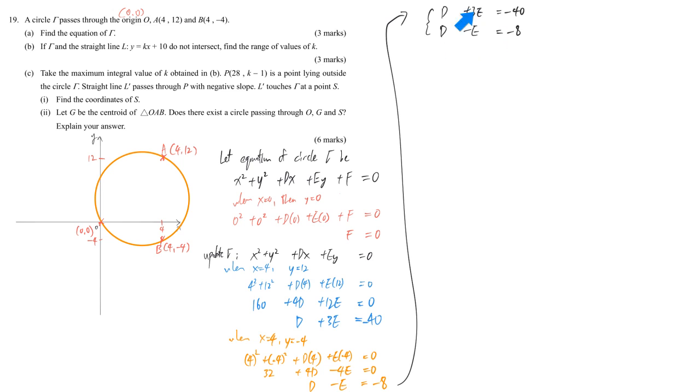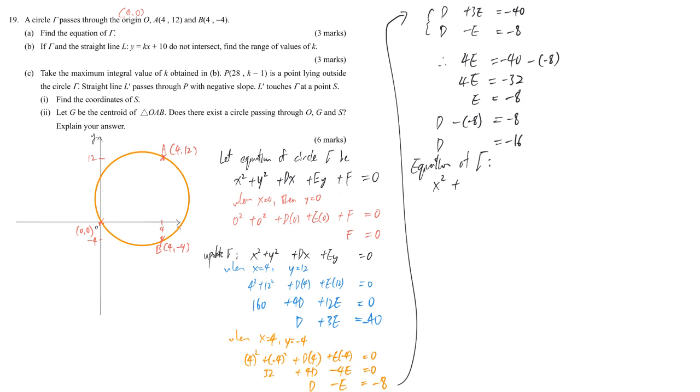Then you can directly use your calculator to get the answer or calculate by yourself. We subtract them, d minus d will become 0, so 3e minus negative e, we get 4e in total, and then it is equal to negative 40 minus negative 8, so we have negative 32 here. So e alone, divided by 4, we get negative 8. So d minus negative 8 will give you negative 8 from the first equation, d is equal to negative 16. So finally, the answer is x squared plus y squared plus dx, that means minus 16x, plus ey, that means minus 8y. F is 0, so equal to 0 directly.